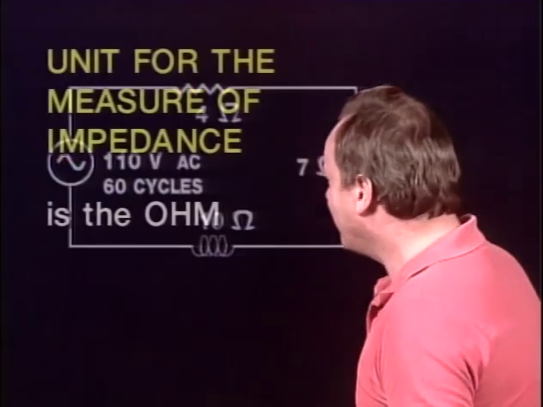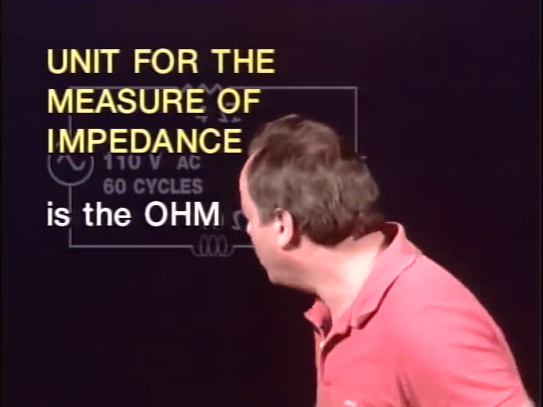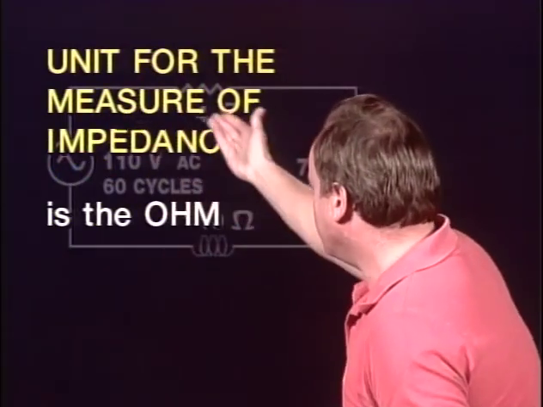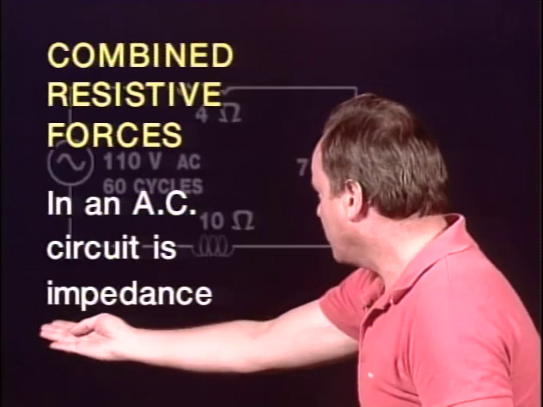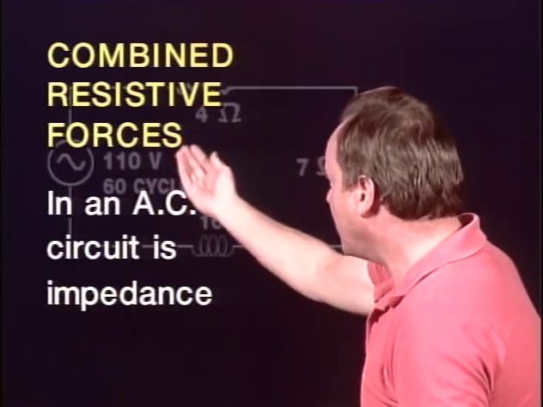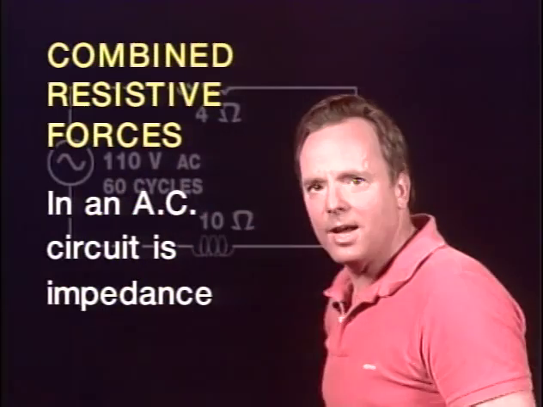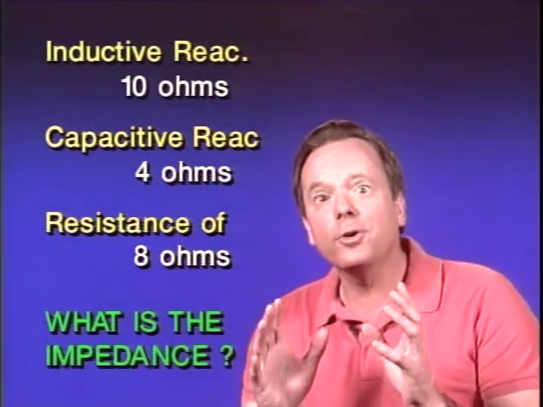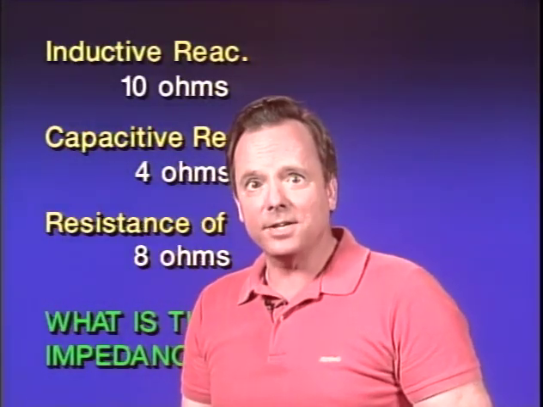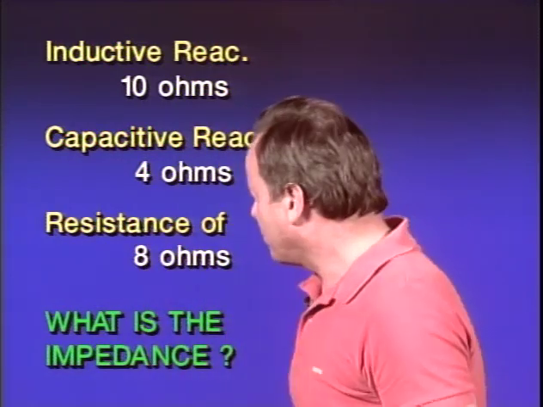What is the unit of measure for impedance? You've got it figured out. The answer is ohm. That's correct. The unit for the measure of impedance is an ohm. All right, now, what is the term that describes the combined resistive forces in an AC circuit? That term is impedance. The combined resistive forces are described as impedance in an AC circuit. Now, on the test, they're going to ask you to figure out the impedance in an AC circuit. And they're going to give you a problem that looks like this.